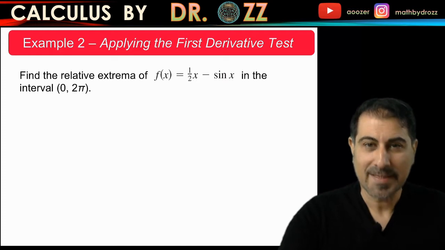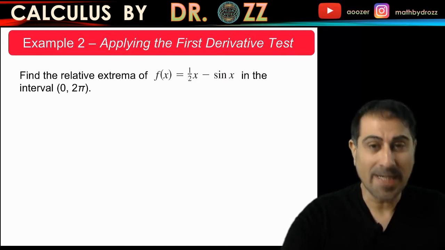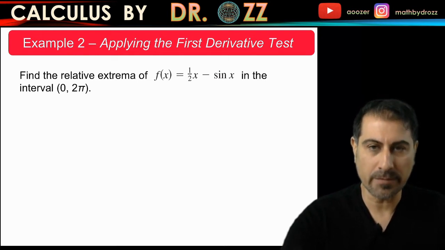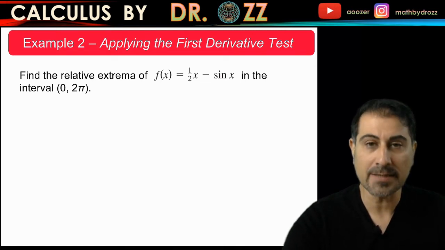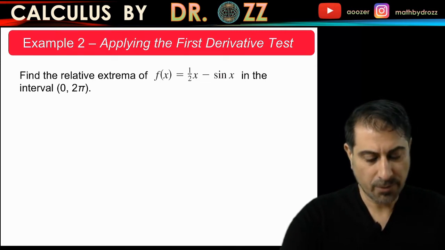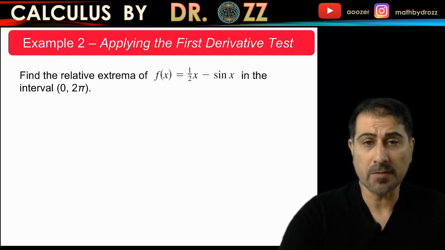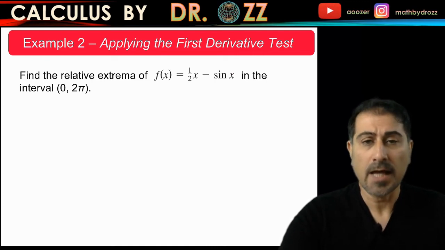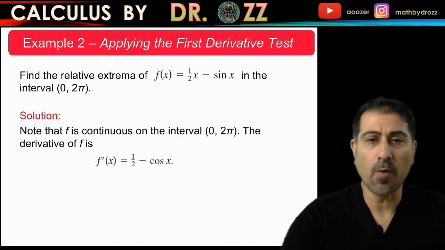All right, now let's have another example. We have f of x equals 1/2 x minus sine x, and we're given the open interval this time, 0 to 2 pi, and we're going to find relative extrema. Well, first of all, the given function is continuous on the given interval because sine is continuous everywhere and 1/2 x is continuous everywhere. And we can also talk about the derivative of the function. In fact, the derivative is 1/2 minus cosine x.